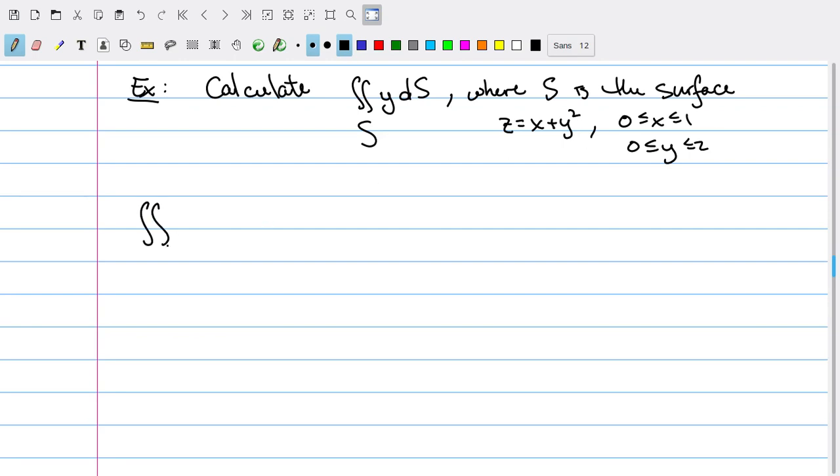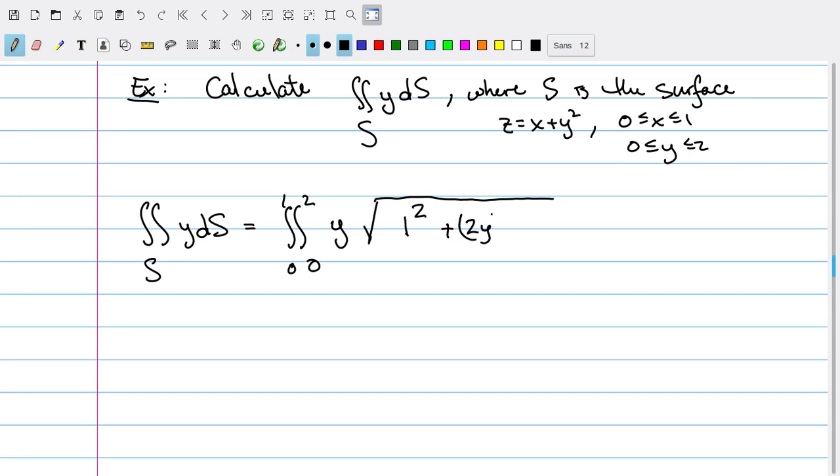So in this case, the double integral over S of y dS is given by the equation that we just mentioned. It's going to be the integral over that particular domain, so x goes from 0 to 1, and y goes from 0 to 2, of y times the square root of (dz/dx) squared, so it's going to be 1 squared, plus (dz/dy) squared, which is (2y) squared, plus 1, dy dx.